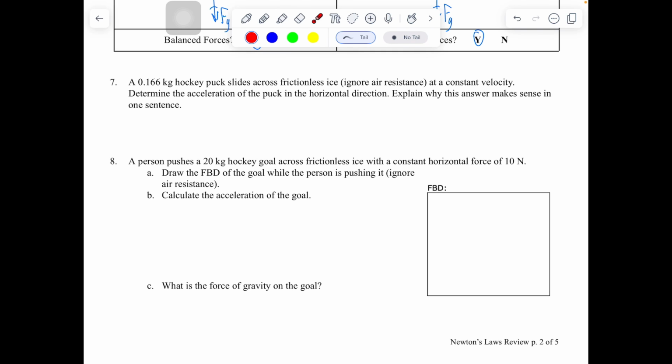Alright, so here we have a hockey puck sliding. There's frictionless ice, so you want to be careful with that. We're ignoring friction. We're also told to ignore air resistance. Determine the acceleration of the puck in the horizontal direction. Well, it's at a constant velocity, so the acceleration must be 0. For an object that's at a constant velocity, that means no acceleration. And that's really it. No math needed.